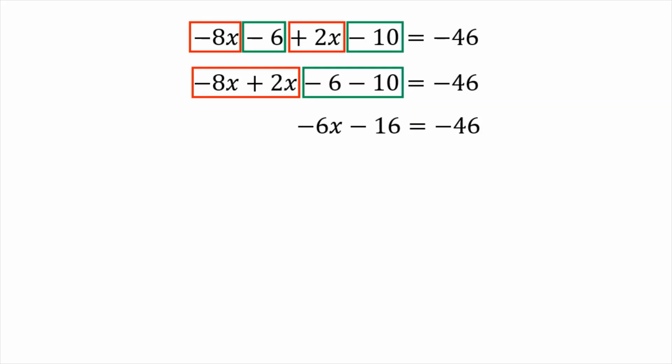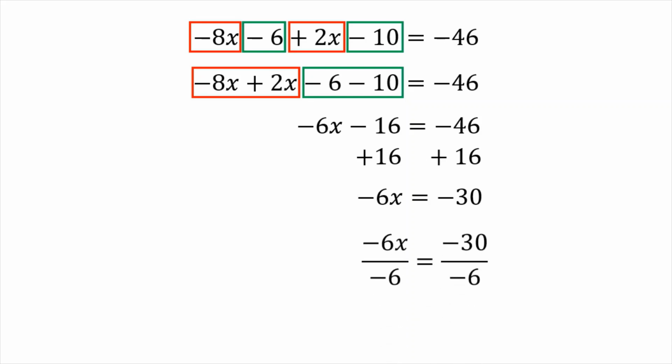Okay, now we are just going to solve this 2-step equation like we know how to do. So the opposite of taking away 16 is adding 16. So we're going to add 16 to both sides, and we end up with negative 6x equals negative 30. And the opposite of multiplying x by negative 6 is dividing it by negative 6. So we're going to divide both sides by negative 6. That cancels my negative 6 out, and I can see that a negative divided by a negative is going to be a positive, so I know my answer is going to be positive. 6 goes into 30 5 times. My answer is x is equal to positive 5.